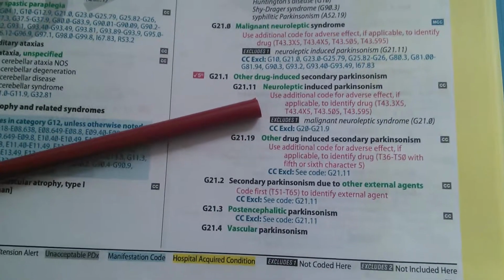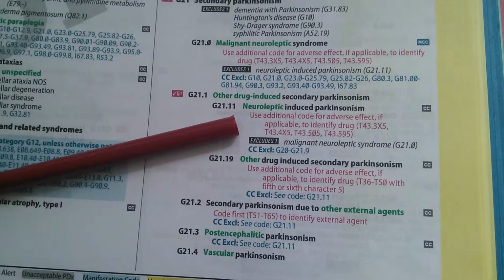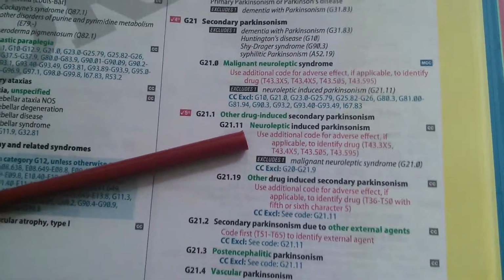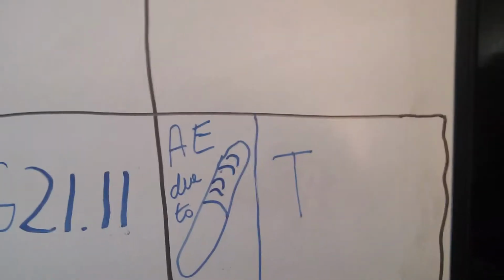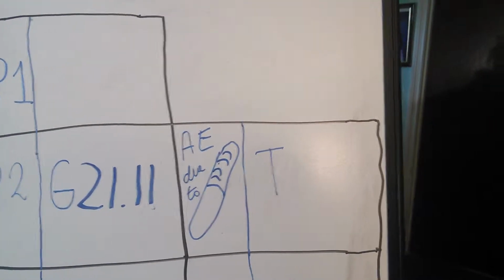But there's an additional indication there. What does it say in red? Use additional code for adverse effect, if applicable, to identify drug. Which means that you need one more code to identify the drug, and we already knew that. That's why we wrote the T code there, right? So we're going to look for that code, okay? So how do we find that code for the drug?